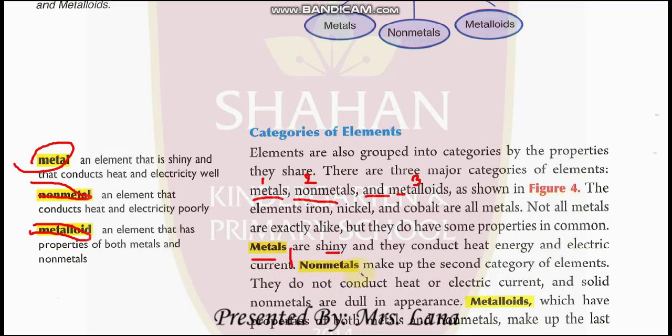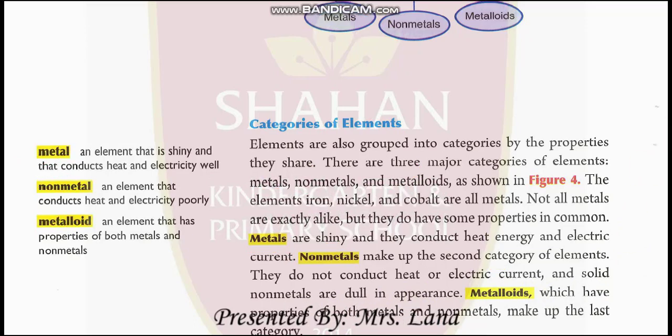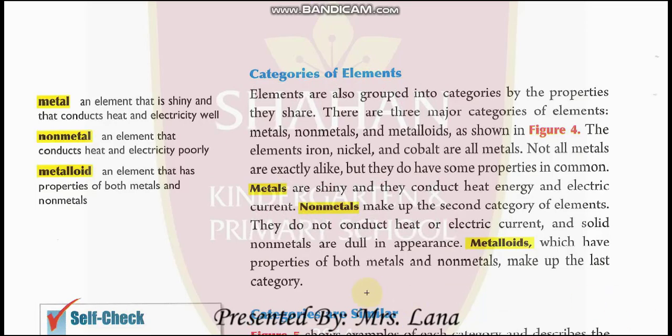And we have non-metals, which make up the second category of elements. They do not conduct heat or electric current, and solid non-metals are dull in appearance. And the last one, metalloids, which have properties of both metals and non-metals. They make up the last category.